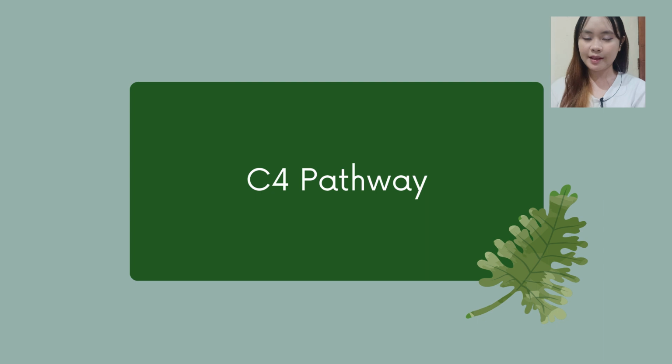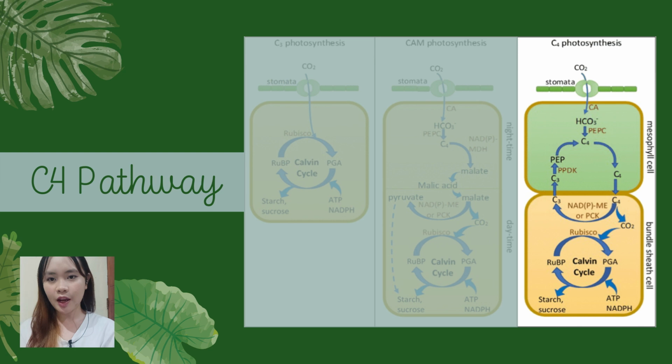Next are C4 plants. In these plants, reactions occur separately. So light-dependent reactions occur in the mesophyll cells of plants, while the Calvin cycle occurs in the bundle sheath cells. As the name suggests, a simple 4-carbon organic acid called oxaloacetate is formed from the fixation of atmospheric carbon dioxide by a non-rubisco enzyme, phosphoenolpyruvate carboxylase or PEP carboxylase. This enzyme has no tendency to act on oxygen, so the chances of photorespiration occurring are minimized.